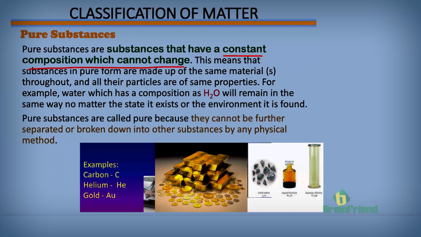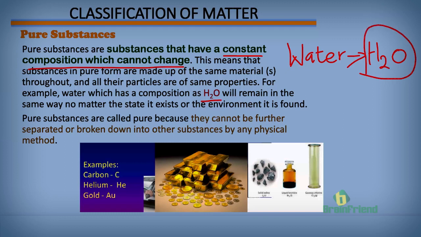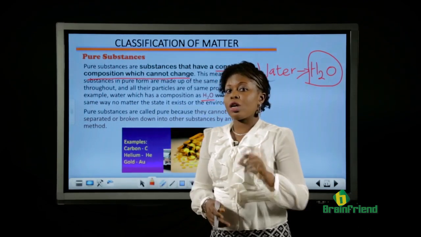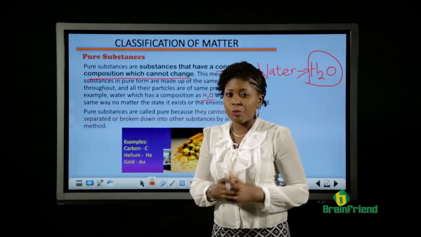This means that substances in their pure form are made up of the same materials throughout, and all their particles are of the same properties. For example, we have water, okay? I like to use water as an example because it's something that we all can relate with. Water is a substance that has this as its composition, H2O, okay? Water with this composition can never change. And we can say that it is a pure substance. Any substance at all that has a constant composition or a fixed composition that can never change.